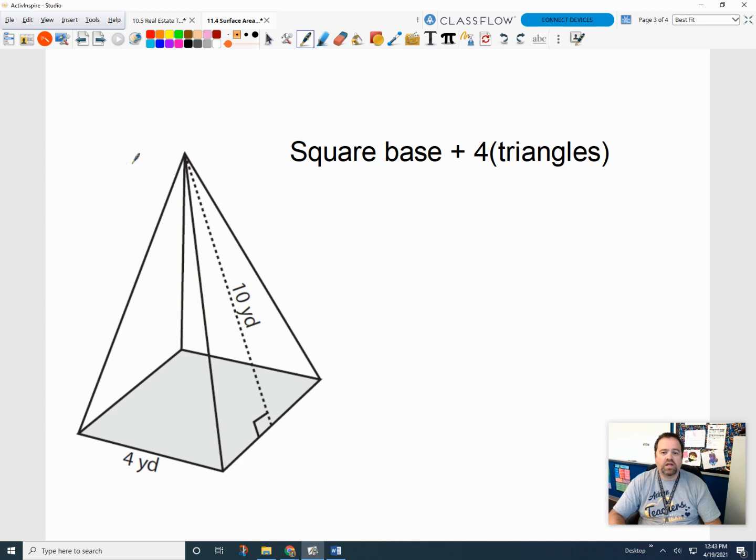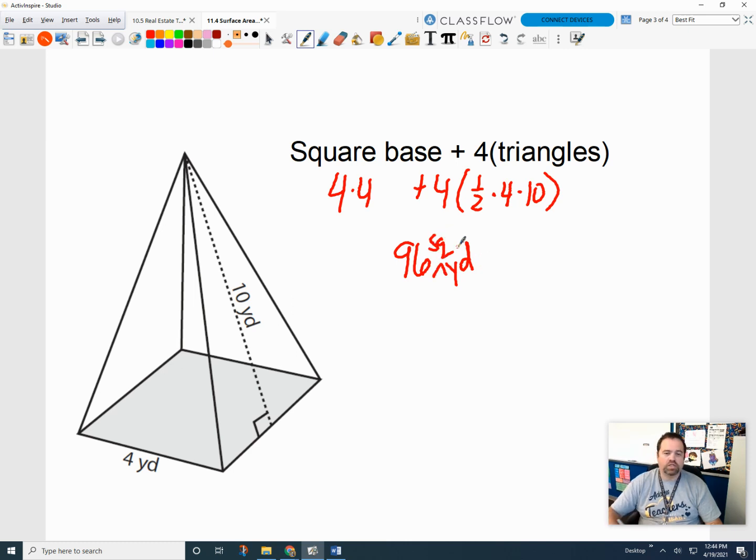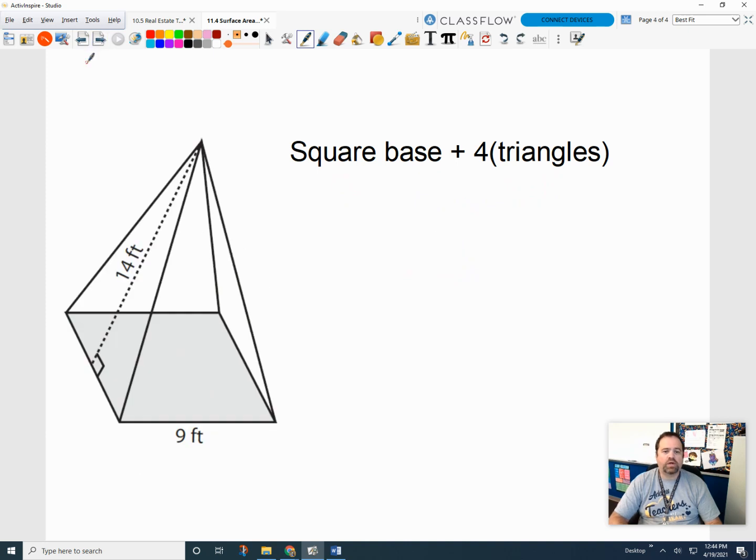Okay, so same thing here. The square base is a 4 by 4 square. And then I've got 4 triangles. Each triangle is 1/2 base of the triangle times the slant height. So that is 96. I'm not doing anything funky on these. I'm just punching them straight into my calculator. That's all you've got to do too. Oops, square yards. Square yards.